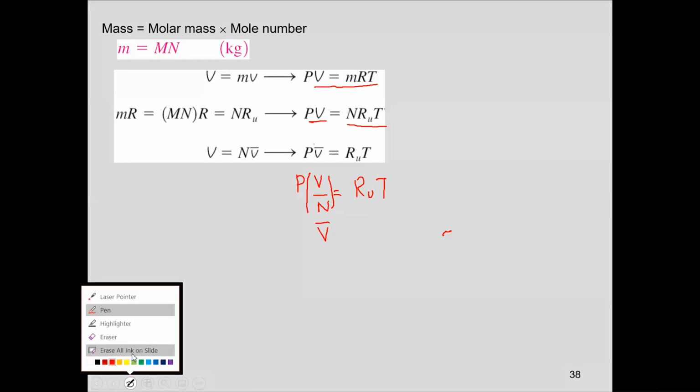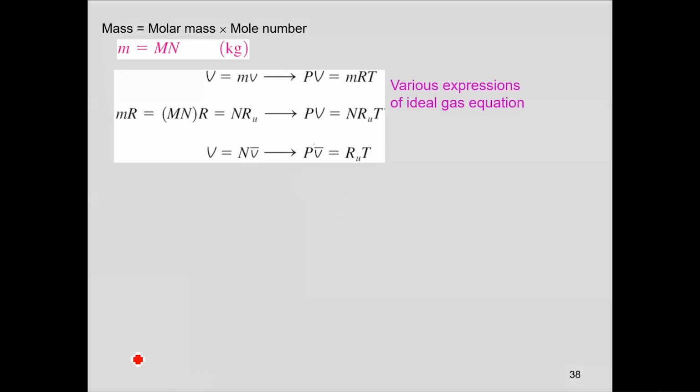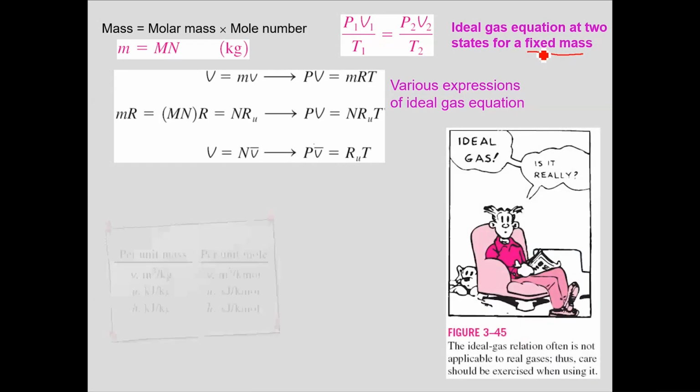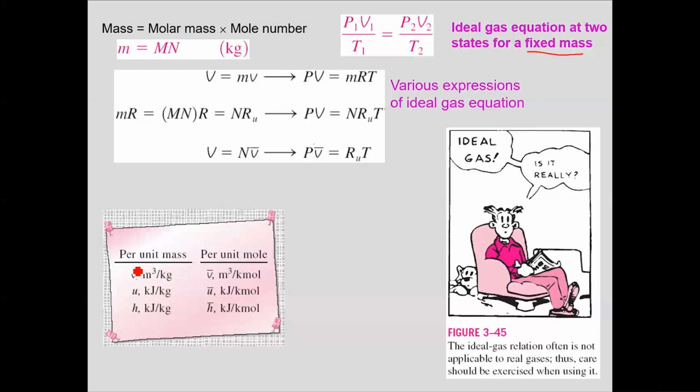And if I have constant mass, I can write the equation. If my mass is same, the equation could be written for two different states as this. P1 V1 over T1 equals to P2 V2 over T2, provided you are talking about fixed mass. Again, per unit mass, when you are expressing the properties, they are represented by small letters. When you are expressing per unit mole values, they are expressed by small letters having a dash on top of it.